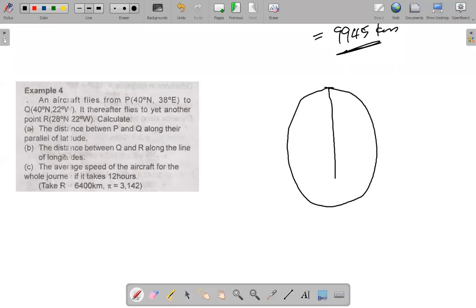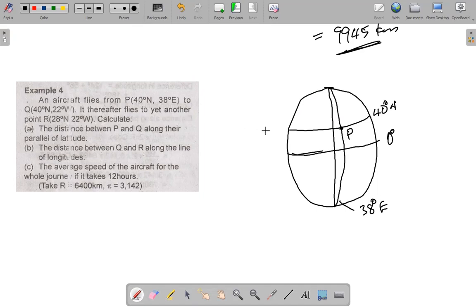Then the prime meridian, might as well draw it in orange. Then the equator, 0 degree. The aircraft flies from point P, which is 40 degree north. Let's assume this is 40 degree north. Longitude is 38 degree east. To another point Q, 40 degree north also, at 22 degree west. This is 22 degree west. So this is point Q.